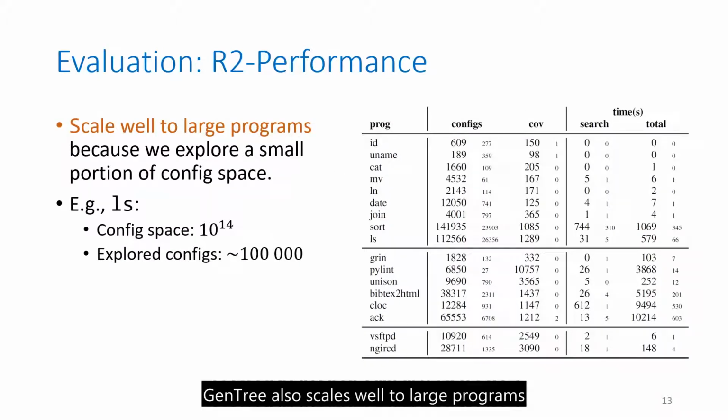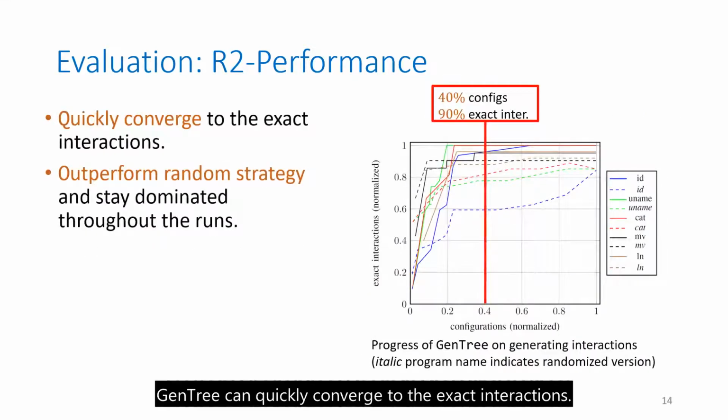GenTree also scales well to large programs because it only explores a small portion of the config space. For example, ls has a config space of 10 to the 14th, but GenTree only uses around 100,000 of them. GenTree can quickly converge to the exact interactions. At around 40% configs, GenTree infers more than 90% exact interactions, and spends the rest of the time refining few remaining difficult interactions. The counterexample generation heuristic helps GenTree outperform the random version and stays dominant throughout the runs.